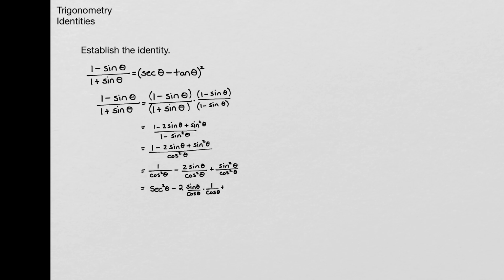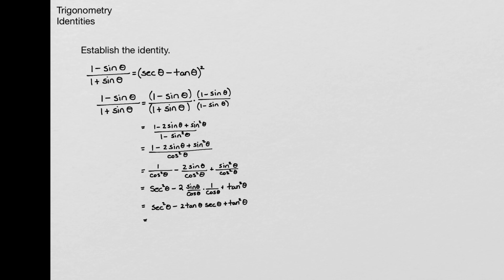Plus, and now here I have sine squared theta over cosine squared theta, so that's equal to the tangent squared of theta. Okay. So now, what can I say? All right, we have secant squared theta minus 2 times the tangent of theta times the secant of theta plus tangent squared theta.